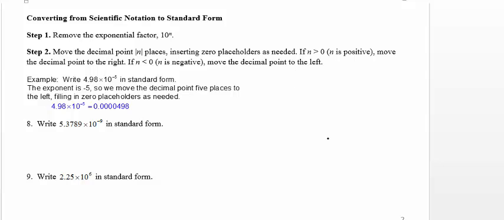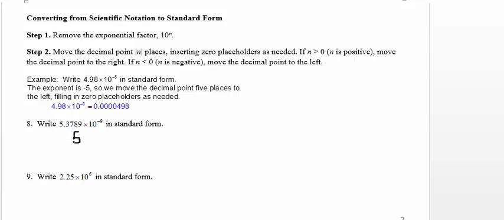So an example is 4.98 times 10 to the -5th. We want to write that in standard form. The exponent is -5, so we move the decimal point 5 places to the left, filling in 0 placeholders as needed. And we see our result. All right, let's write 5.3789 times 10 to the -9th in standard form.